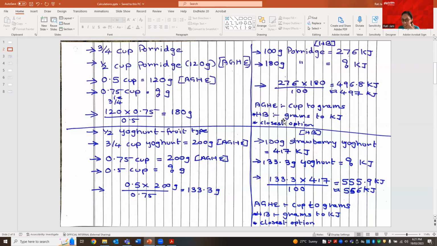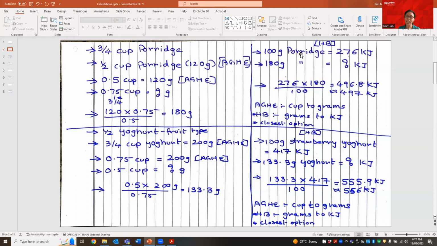To summarize, I used the Australian Guide to Healthy Eating to convert the household portion size, which is cups, into grams. Then I looked at the handbook to take the grams and find out the kilojoules for these grams. I was lucky I had porridge. I think it says oats porridge in your handbook, which was great.